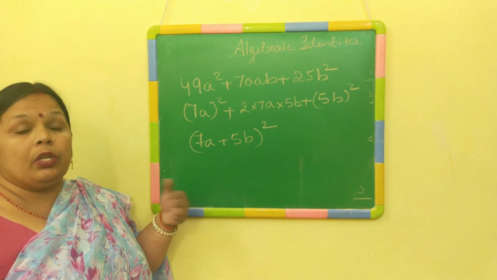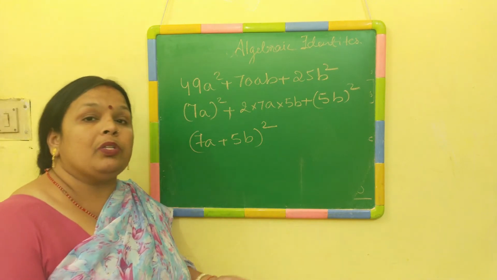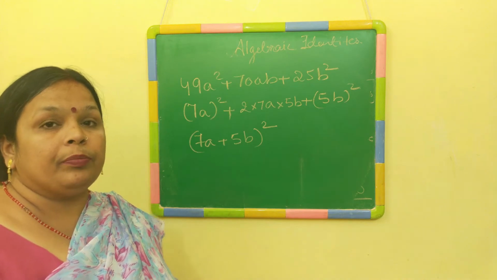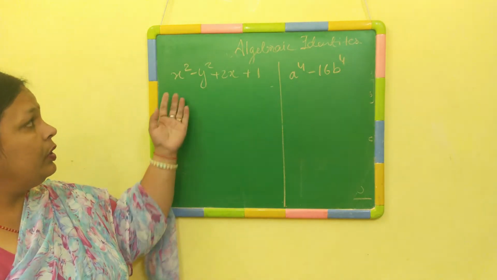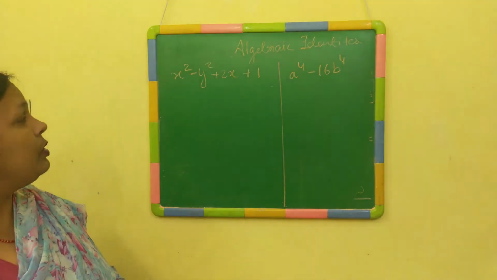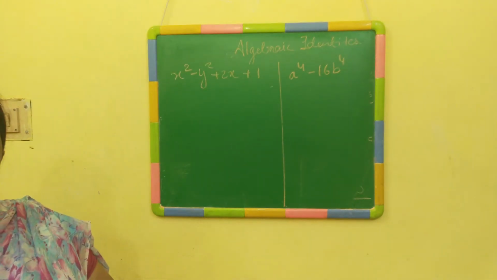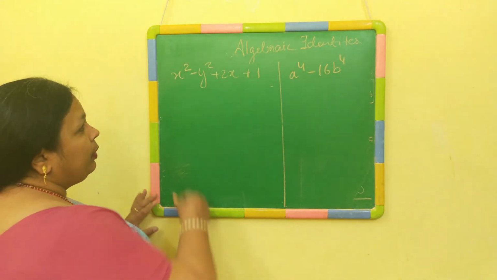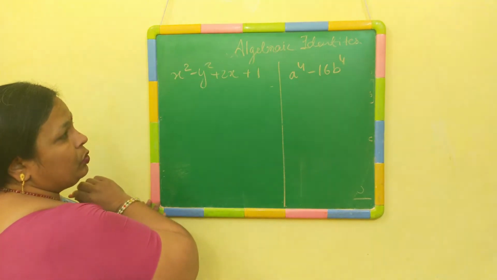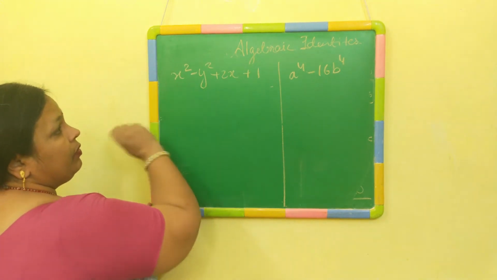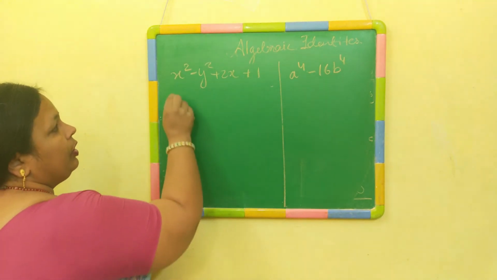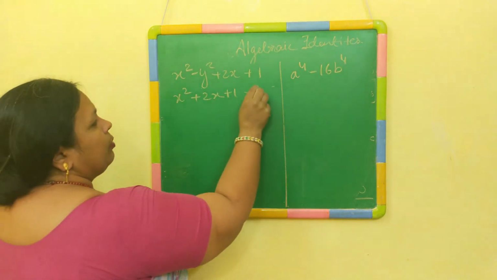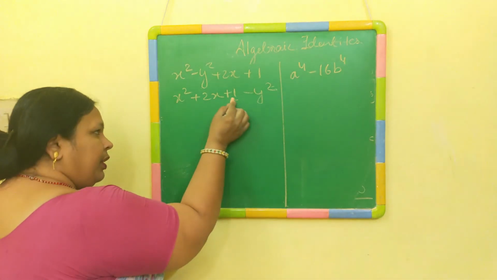Let's use some complicated examples also. So we will be taking up this polynomial where x square minus y square plus 2x plus 1 is given. How to start? See, we can know that the degree is 2. Two variables, we have x and y. We'll be rearranging it. How will we rearrange it? x square plus 2x plus 1 minus y square. Treat this as 1.